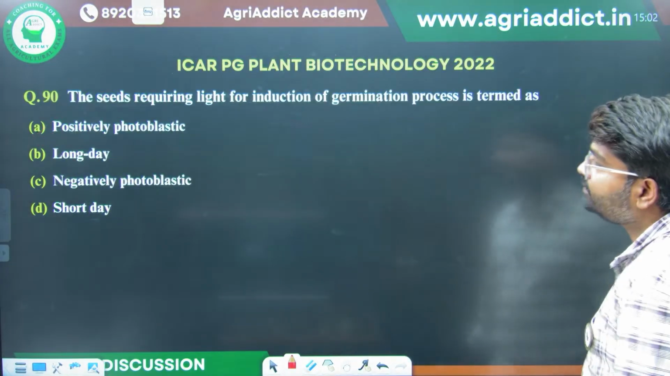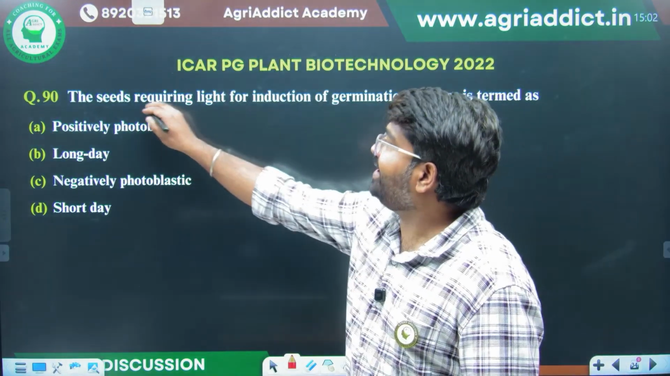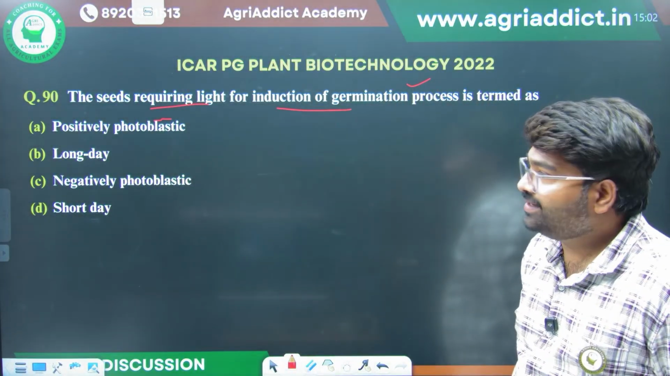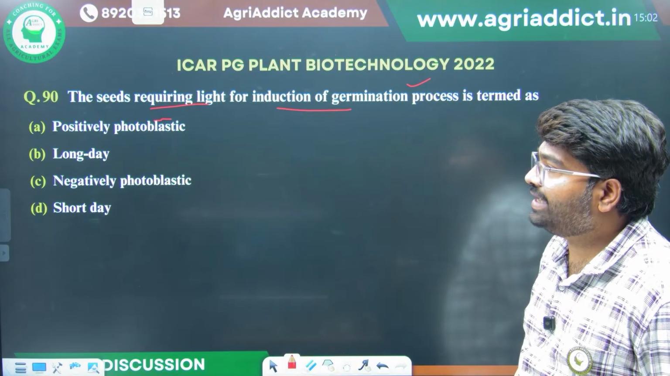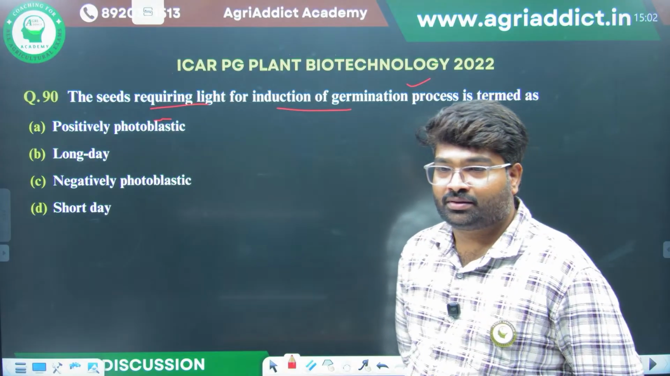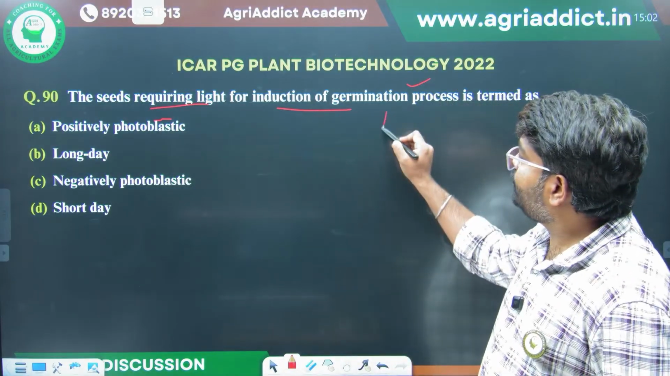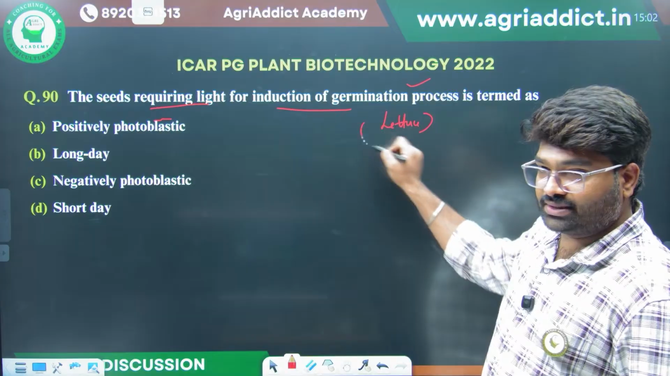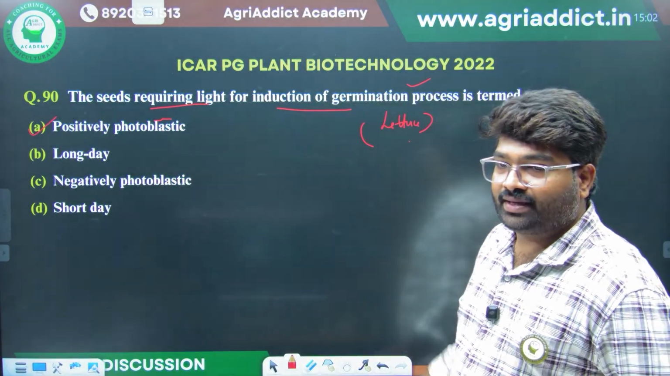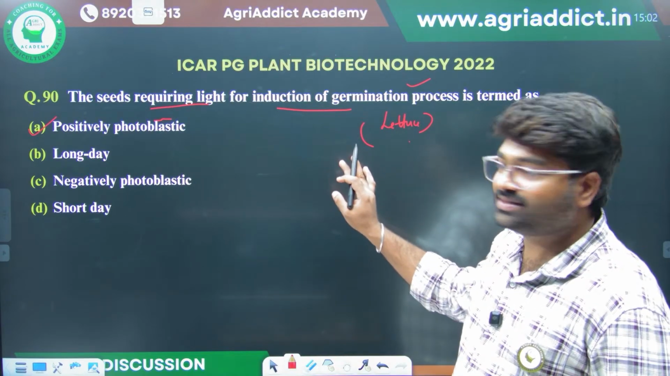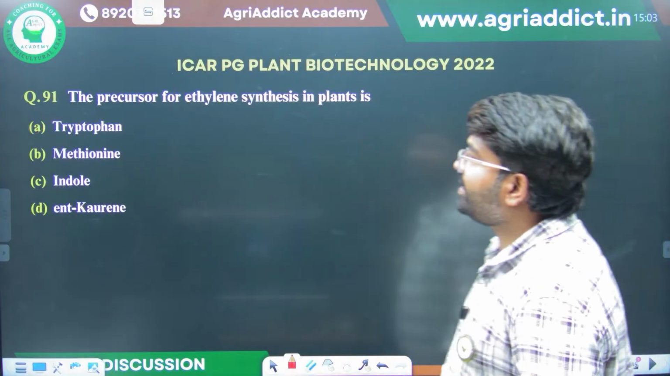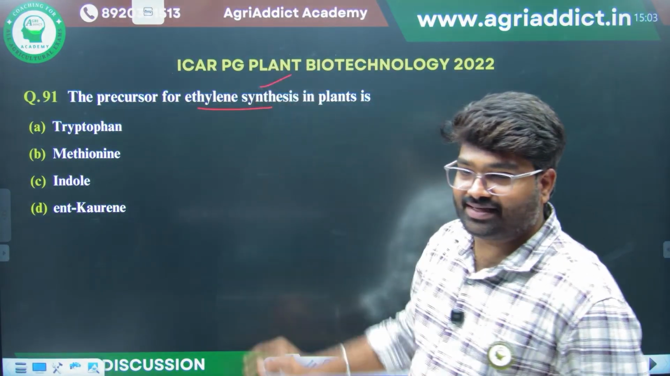Very good. The seeds requiring light for induction of germination process are called as, whether positively photoblastic seed or negatively photoblastic or long day or short day. What will be the right answer? Yes, for example we can say lettuce. It's a positively photoblastic seed. Okay. Example is lettuce, which requires light for induction of germination process. Okay, clear.